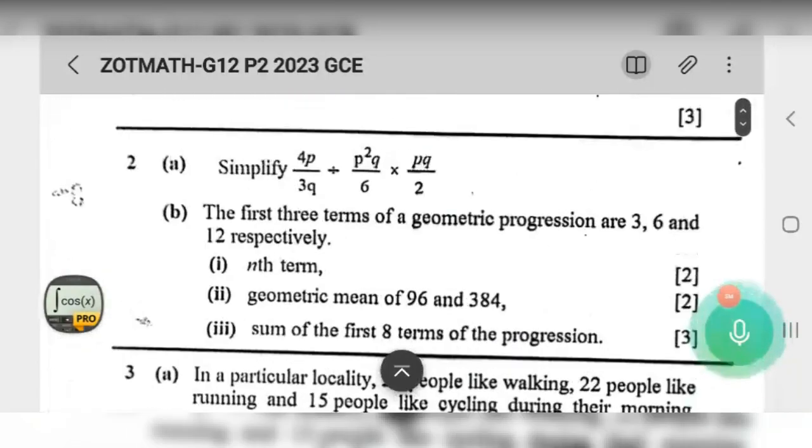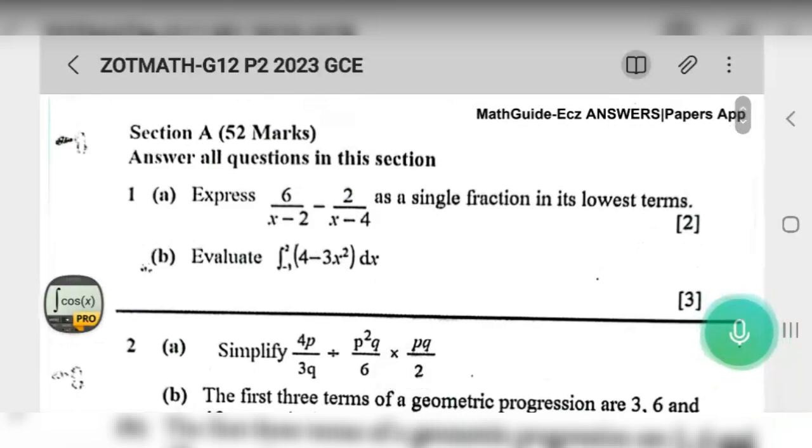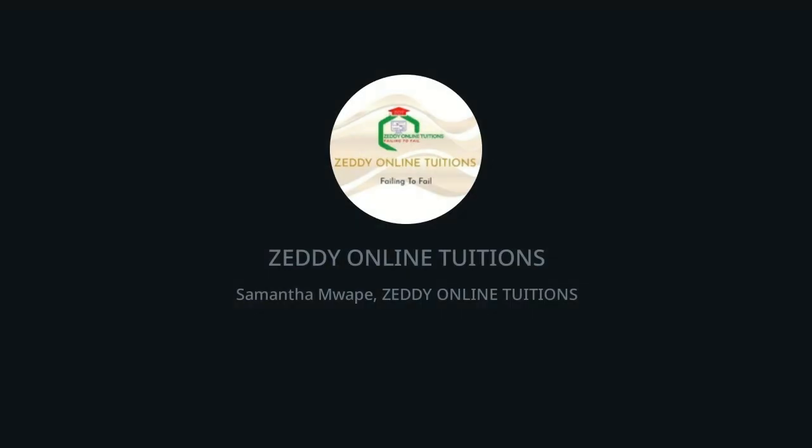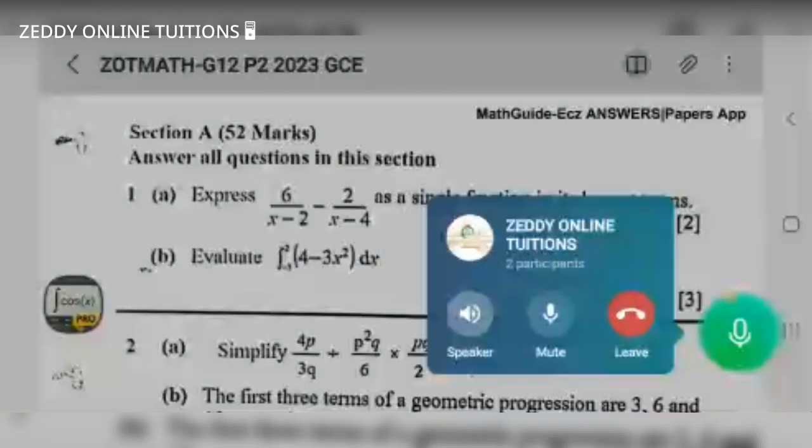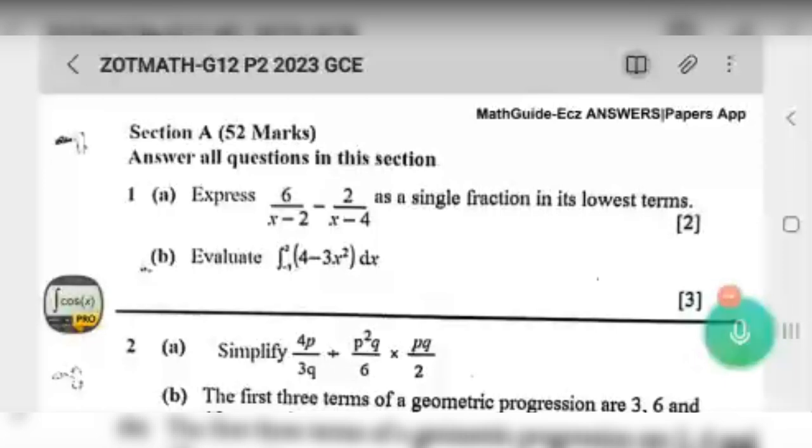Help me read the question. Okay, the question says: express 6 over x minus 2, minus 2 over x minus 4, as a single fraction in its lowest terms.